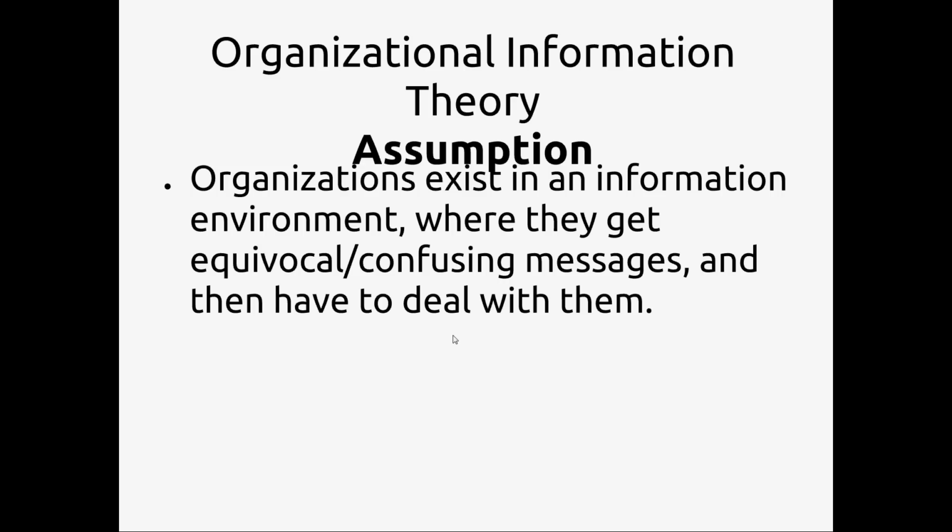So organizations exist in an information environment where they get equivocal or confusing messages, and then they have to deal with them. I kind of took all 3 assumptions that the textbook used and smashed them into one. So this is a pretty straightforward definition. Most organizations deal with information all the time. They deal with confusing messages, and you're not really stretching or going out on a limb to say that businesses do this, because this is a fact that this happens a lot. But it's interesting to think about, okay, what types of businesses don't necessarily deal with this as much? Where is this theory not as important or not as strong?